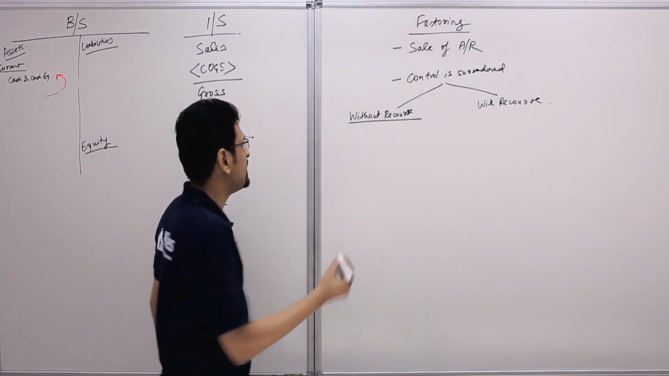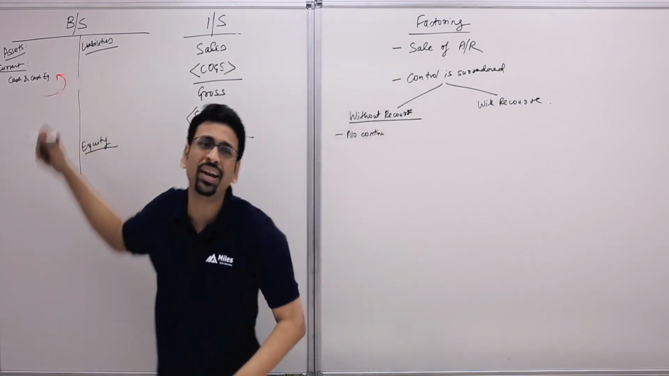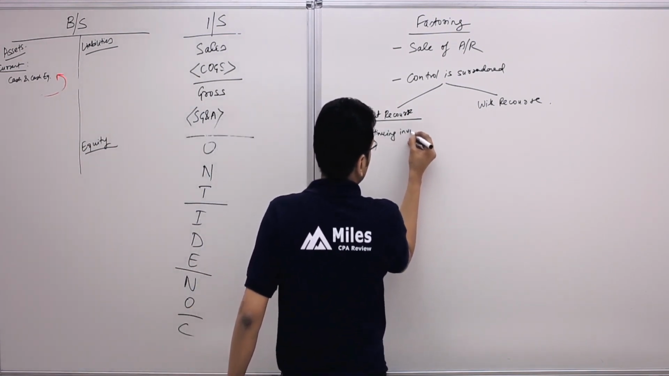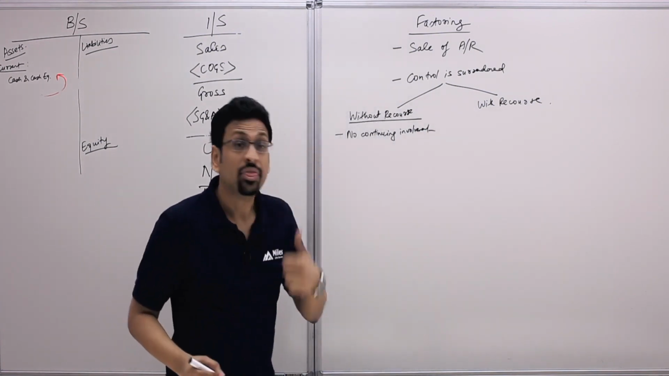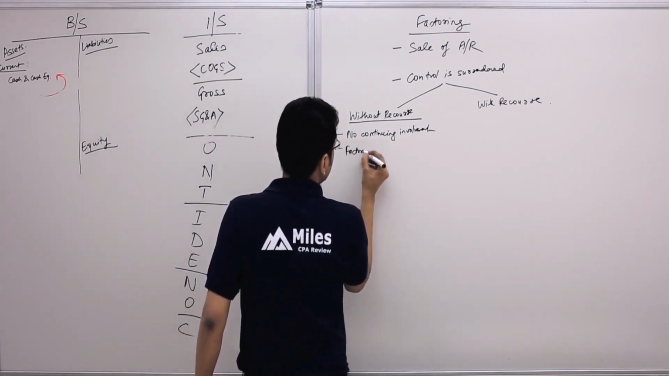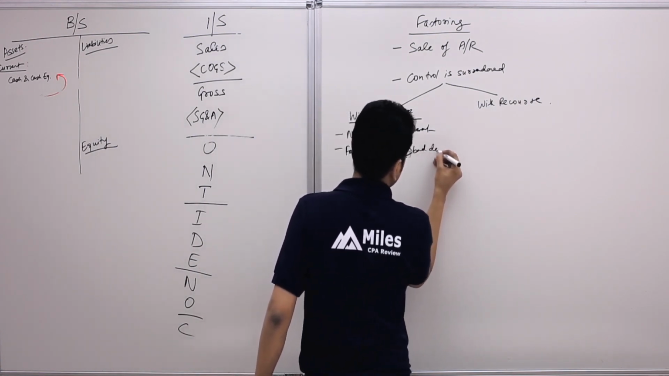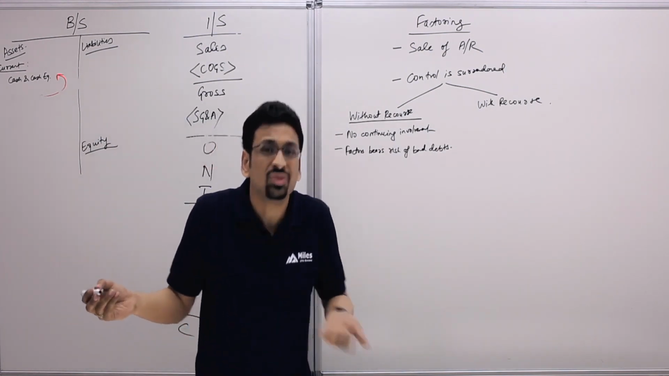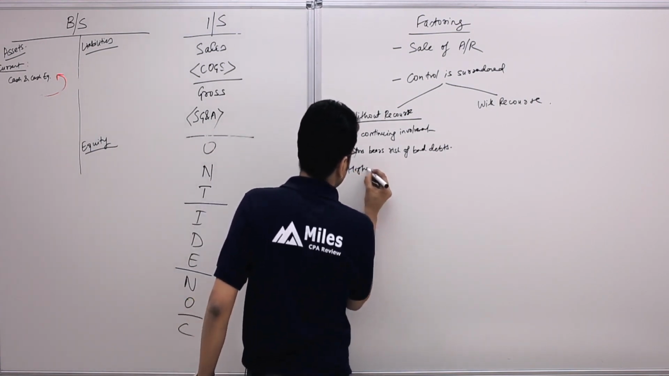Now in this case, you understand you don't have any continuing involvement. It's something like you sold it, forget it, not your problem anymore. No continuing involvement. And the second point I would have here is the factor would bear the risk of bad debts. Factor bears risk of bad debts. And generally, the factor would charge a higher percentage fee for this, right? Because he's bearing your risk. He's going to charge you a higher percentage fee.